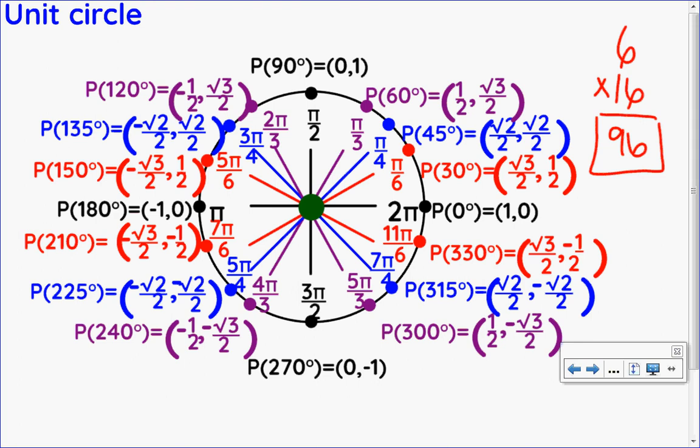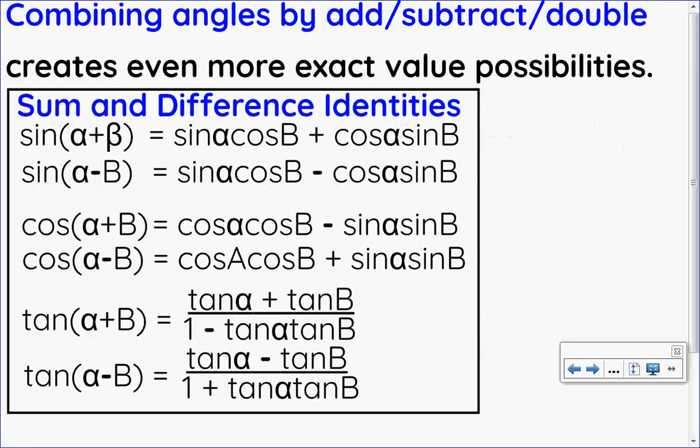So when I introduce these formulas, it's going to be even more trig ratios you can do. You can pick any one of those angles, add them together, and get an exact value for another angle measurement, or by subtracting, or by doubling. So let's look at the formulas. There are 6 sum and difference angle identities: sine, cosine, tangent, add, and subtract. These 6 formulas are on your formula sheet. You don't need to worry about memorizing them. We just need to know which formula we use when.